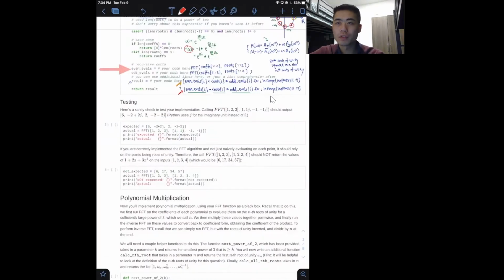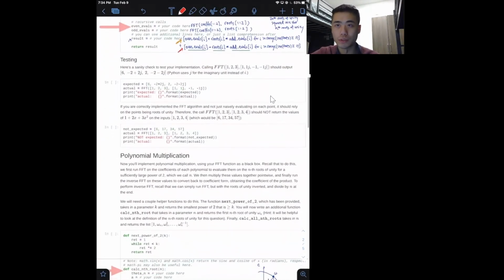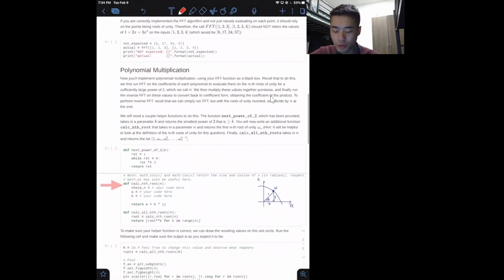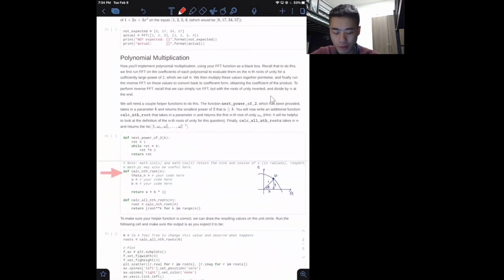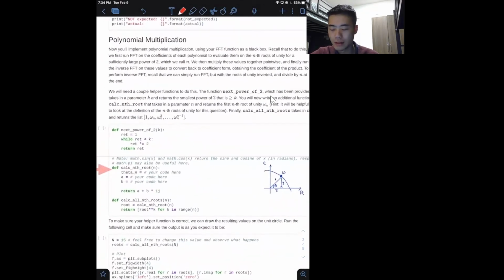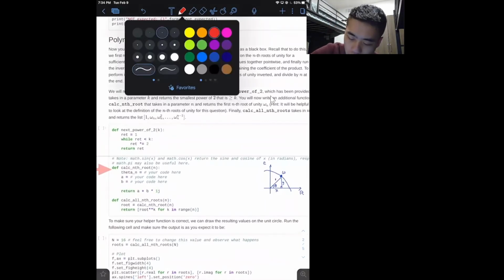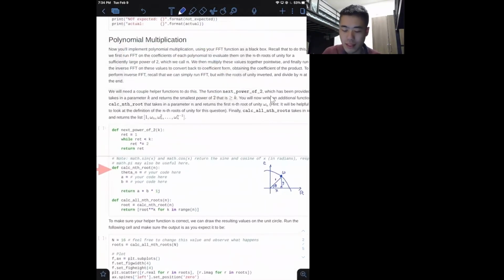Hi, everyone. Now that we've covered part one, let's cover part two of this assignment. Here, we want to fill out a function that calculates the nth root of unity. The first thing we need to fill out is theta n. Theta n is basically where on a unit circle the nth root of unity is located, and that's simply given by 2 pi over n. Now, why is that the case?